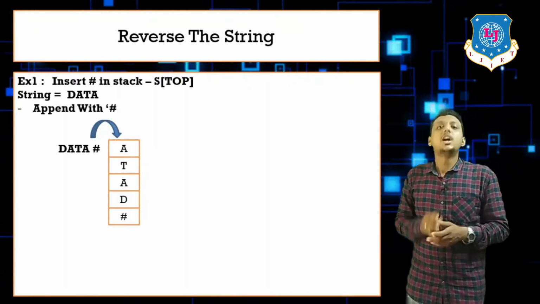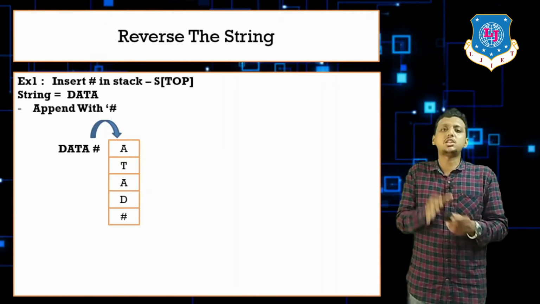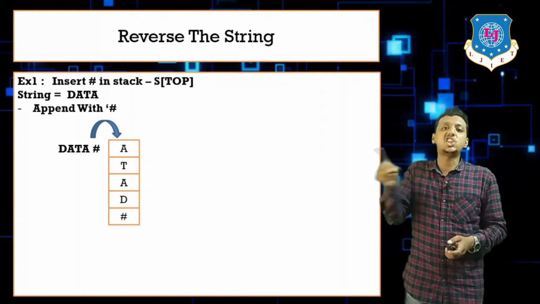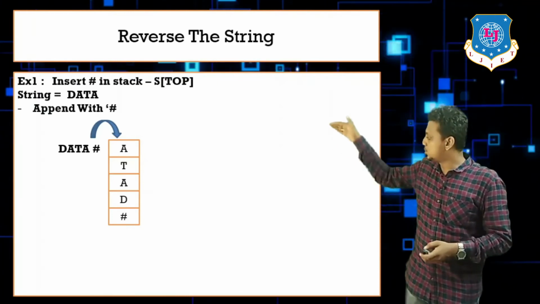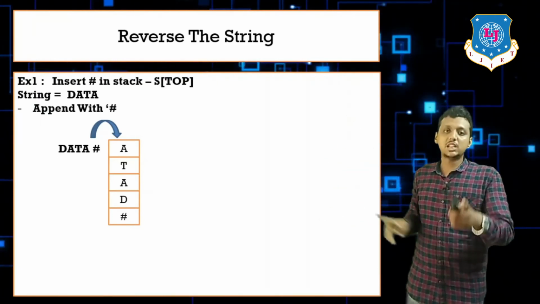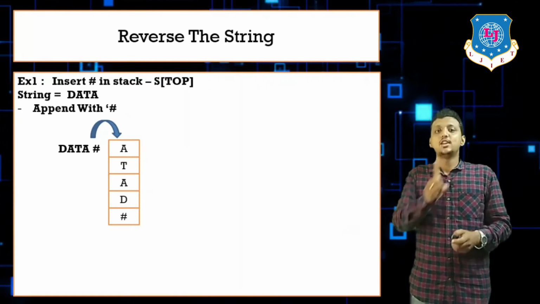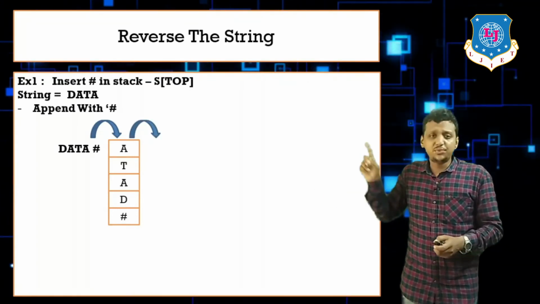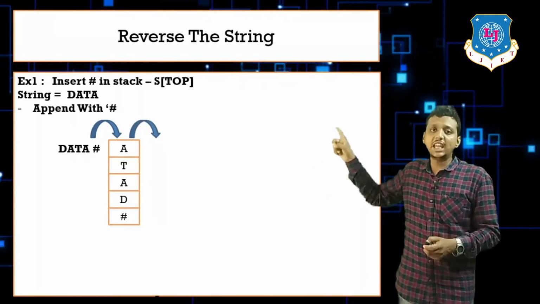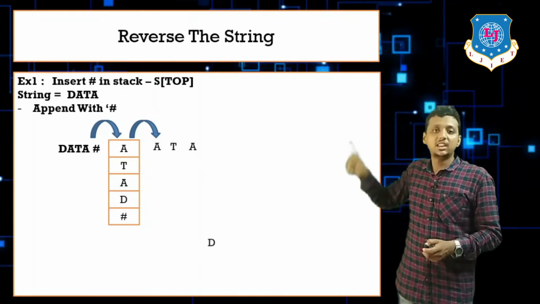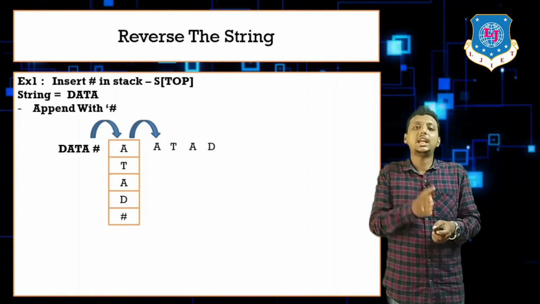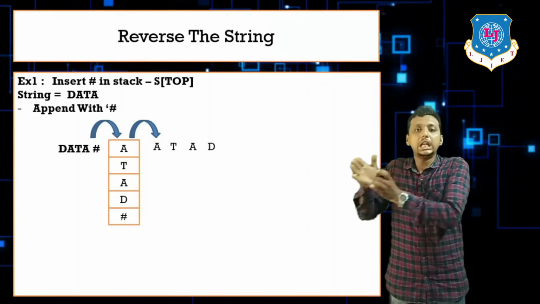Now what to do? After push, you just need to apply the pop operation and concat each and every character. But do the pop operation until and unless you get the hash value. That's why I initialized the stack with the hash. So students, first I'm going to apply the pop operation. I get A, then I get T, then I get A, and then I get D. So it becomes A, T, A, D.